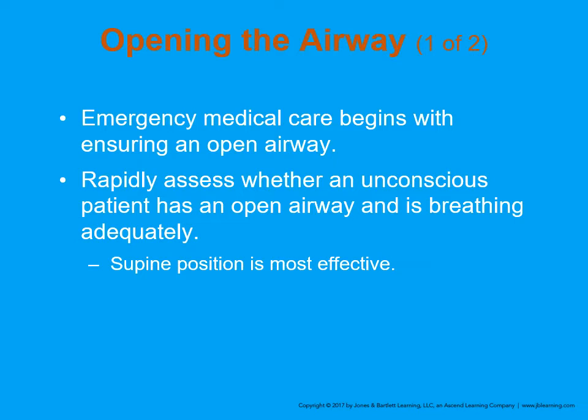Opening the airway. Emergency medical care begins with ensuring an open airway. You're going to rapidly assess whether an unconscious patient has a patent airway and a pulse and is breathing adequately. You're going to position the patient in a supine position. An unconscious patient should be moved as a unit because of the potential for spinal injury. In an unconscious patient, the most common airway obstruction is the patient's tongue, which falls back into the throat when the muscles of the throat and the tongue relax.